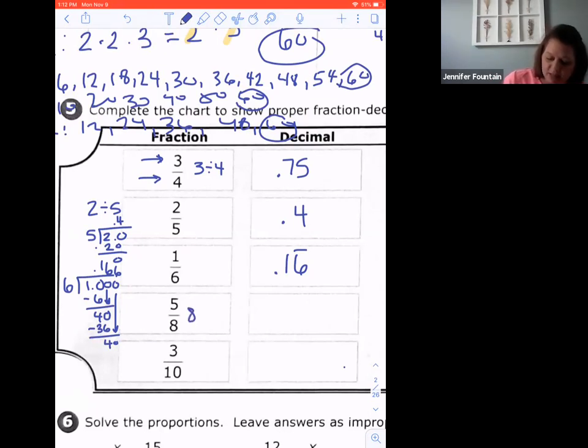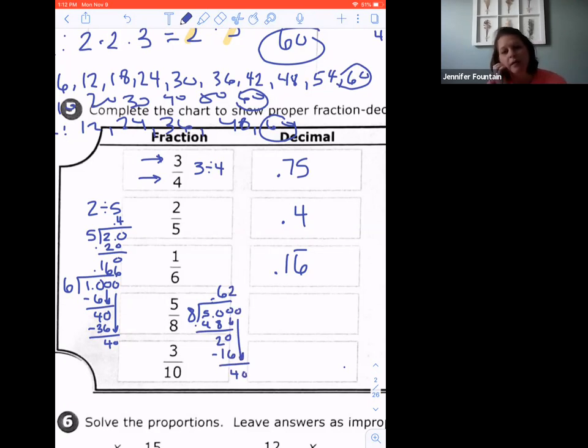5/8. 8 won't go into 5, so I add my decimal. 8 will go into 50 6 times. 6 times 8 is 48. Subtract. 50 minus 48 is 2. Add another 0. Bring it down. 8 will go into 20 2 times. 2 times 8 is 16. Subtract. That's going to give me 4. Add another 0. Bring it down.